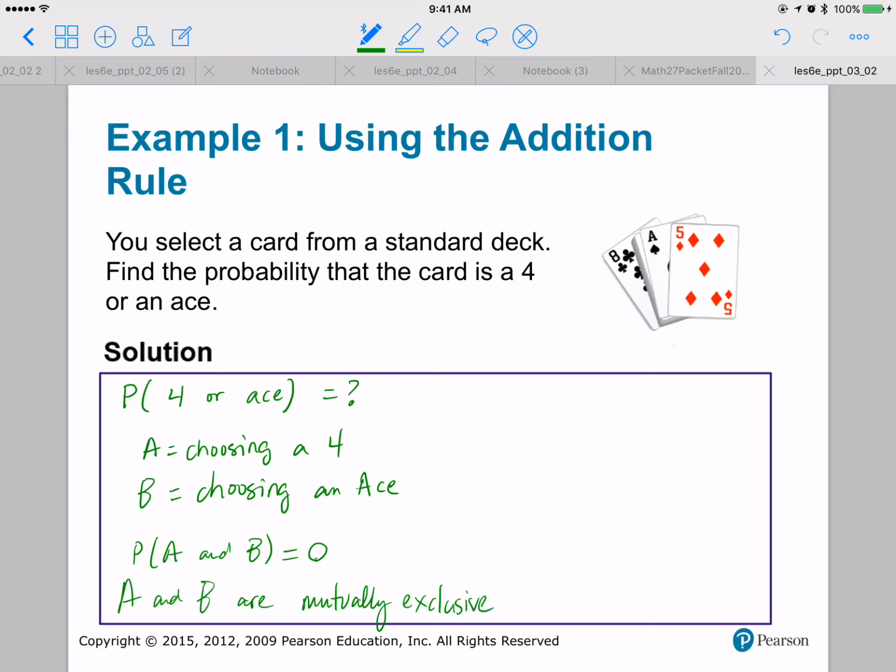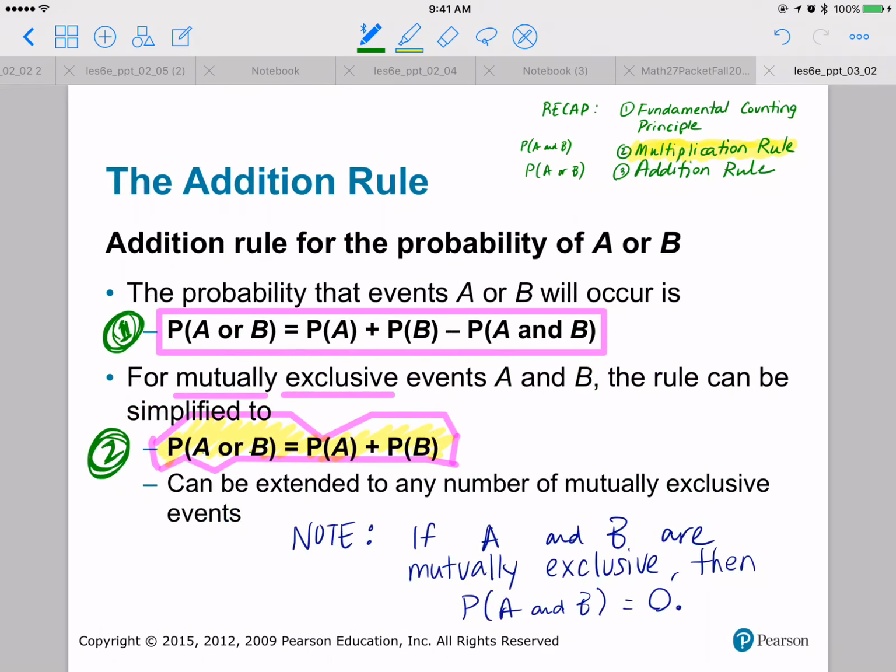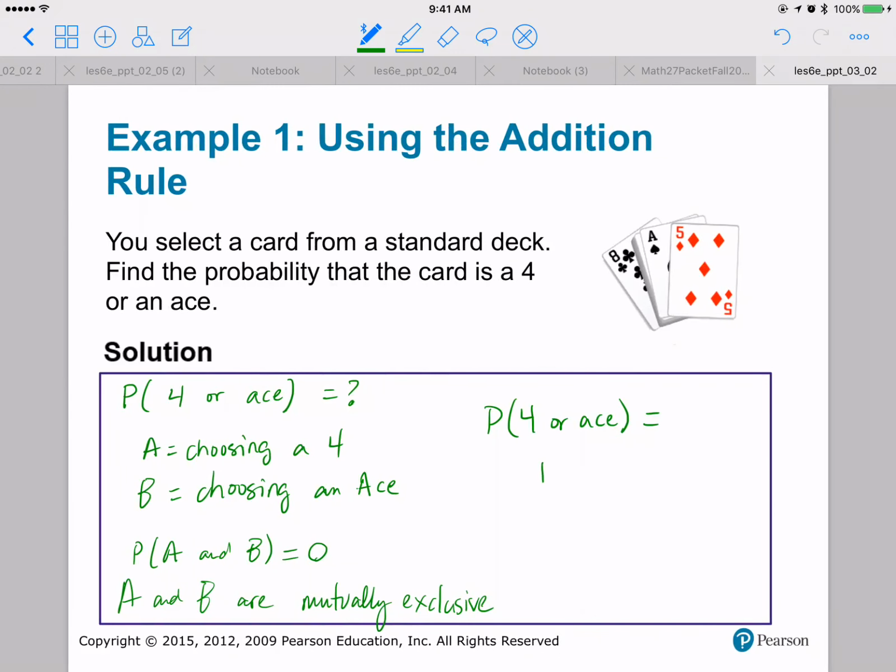So what this means for us is we can use the formula that the probability of 4 or ace is equal to probability of 4 plus the probability of picking the ace. So now what's the probability of 4? How many different 4s are there in a standard deck? Well, there are 4, so this probability is going to be 4 out of 52. And how many aces are there? There are 4, so this is going to be 4 out of 52. So we're going to get 8 out of 52, which is equal to 0.154. Okay. Let's do another example.